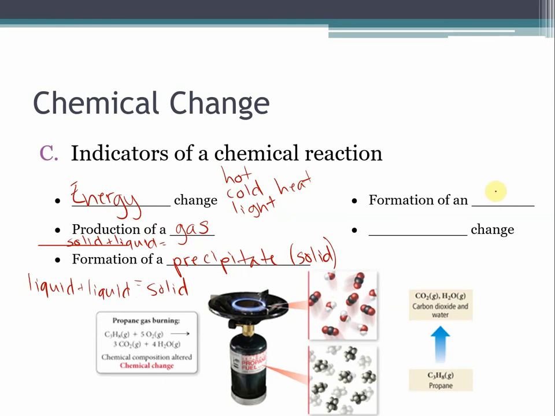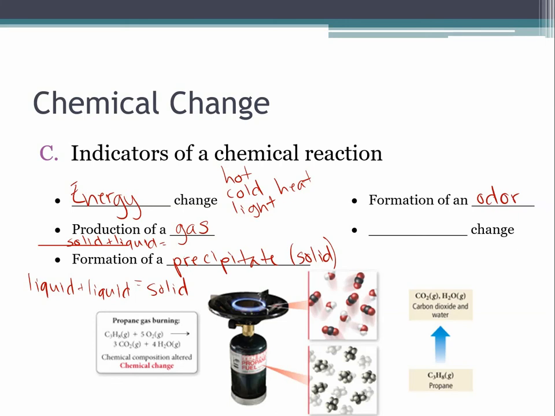Another good example is the formation of an odor. If you mix two things together and now they smell, that's a chemical change. If you leave milk in your fridge for just a little too long and you pull it out and now it doesn't really smell like milk anymore, that's the formation of an odor. That's a chemical change. There's no going back to the milk you had before. It has changed its identity. It's changed at a chemical level.